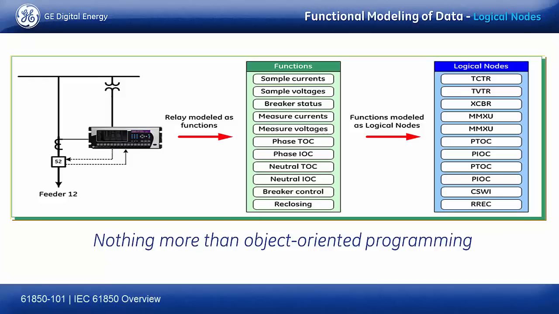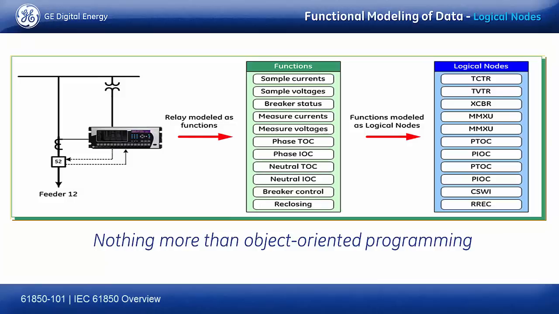If I look at all the functions this relay can do, I start going through them. It samples currents. It samples voltages. It knows the breaker status. Once I've sampled those, it can measure currents and measure voltages. I do all these protection functions, phase and neutral protection, on a simple distribution feeder. I do breaker control, so I can open and close the breaker. I can do reclosing. And there are actually tons more functions you can do in an F60 or any microprocessor feeder relay.